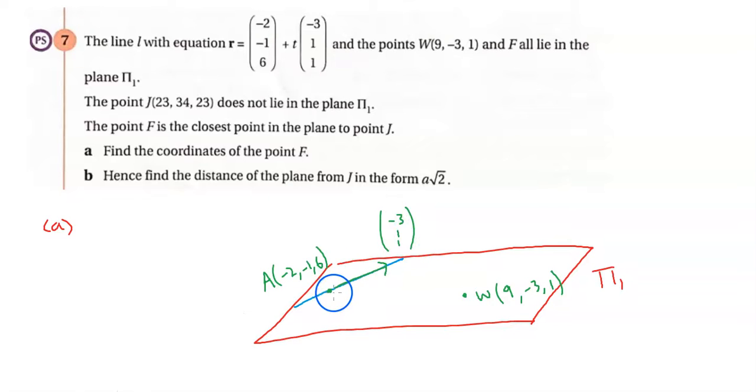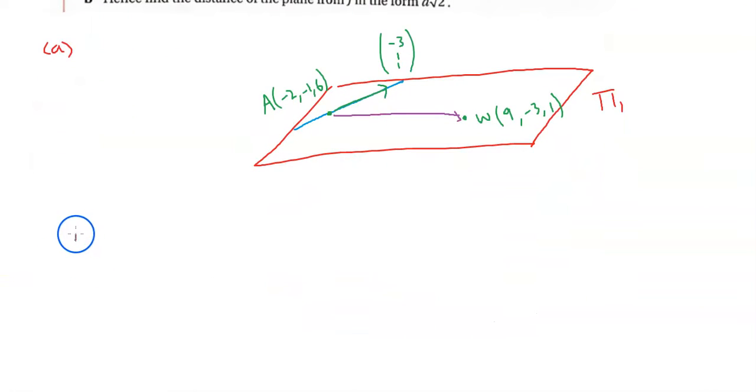Clearly another direction vector that we can get of this plane is the vector AW. Let's go ahead and calculate that. AW is equal to OW minus OA. So that will be 9 minus -2 is 11, and then -3 minus -1 is -2, and then 1 minus 6 is -5.